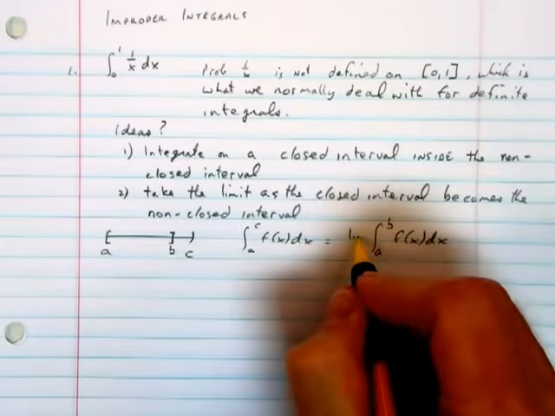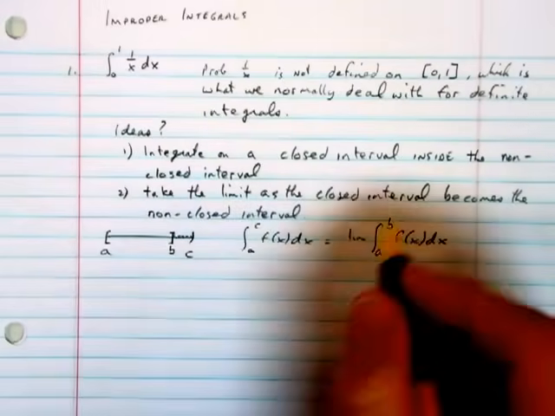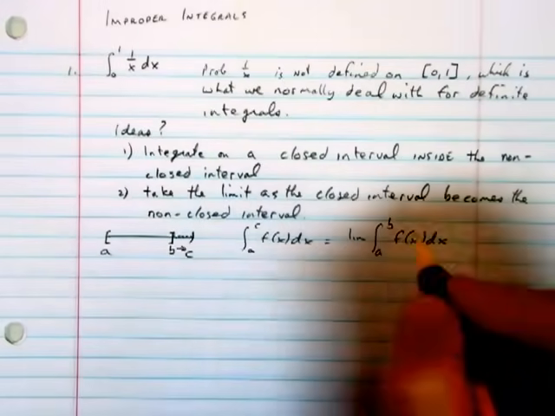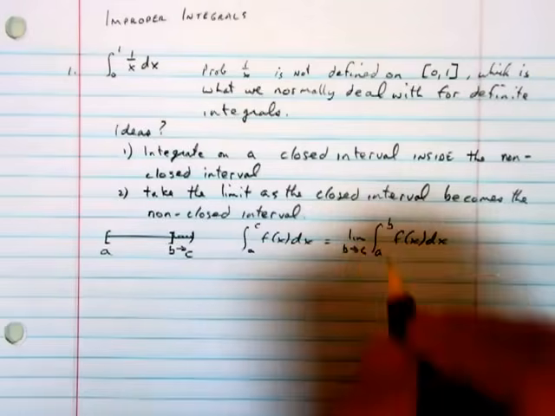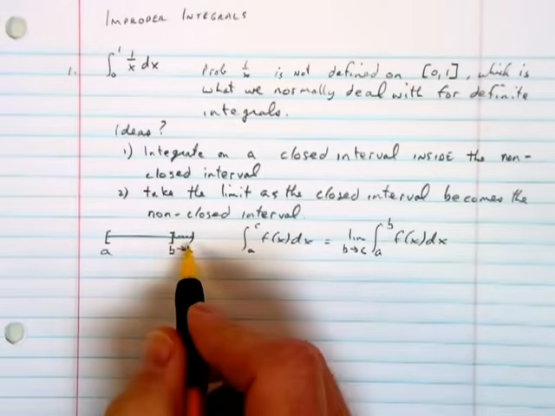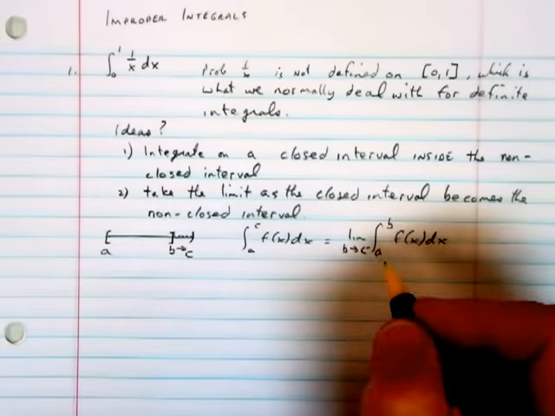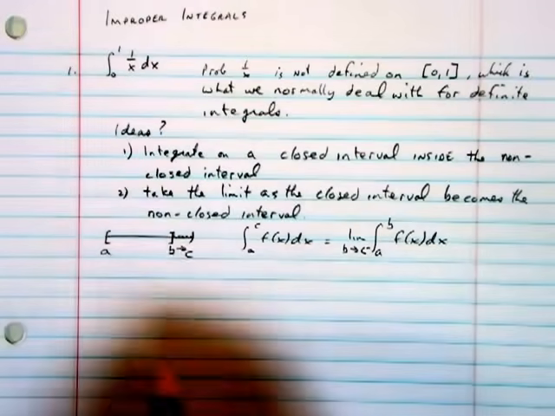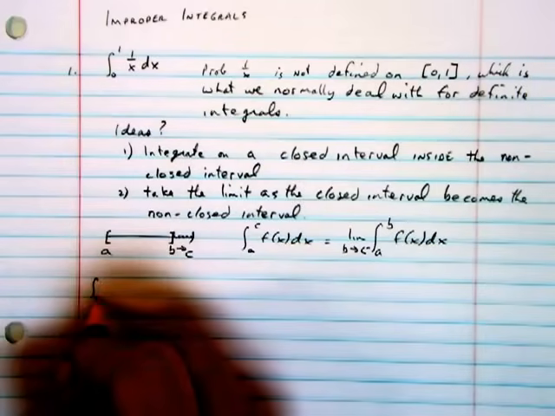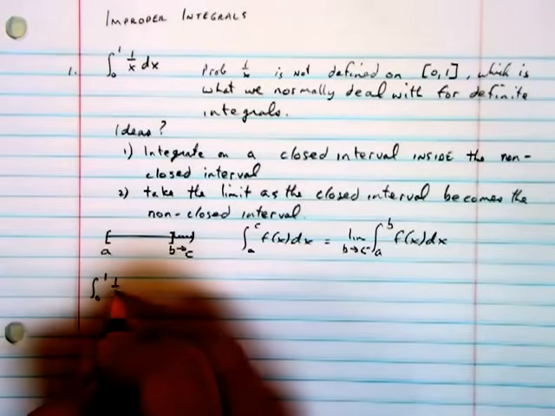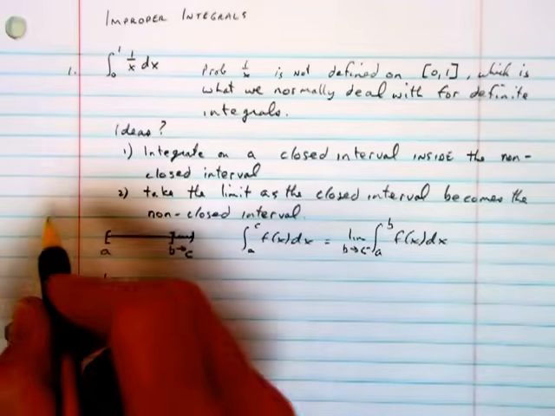But then I got to take that limit as b goes to c. So b is going towards c. So limit as b goes towards c from what side here? In this case, we're coming in from the left side. It could be coming in from the right side. So let's go back to number 1, and we look at 0 to 1 of 1 over x dx.